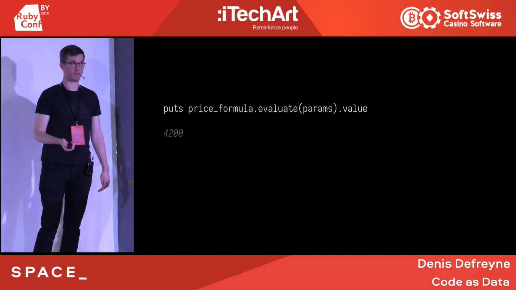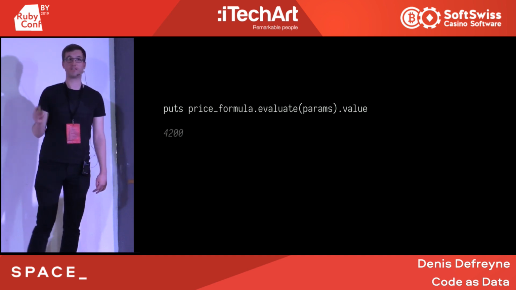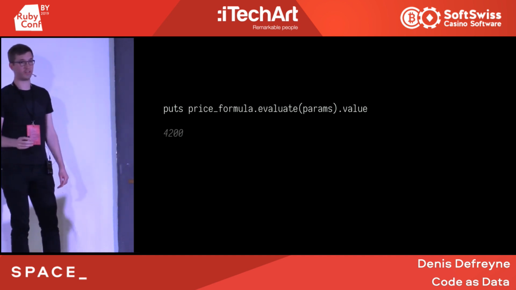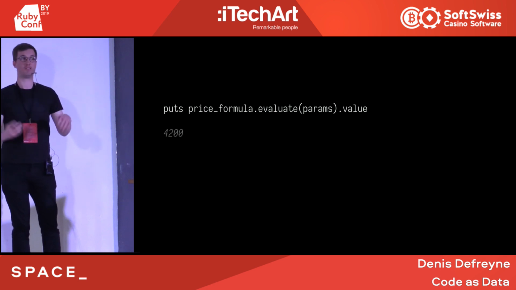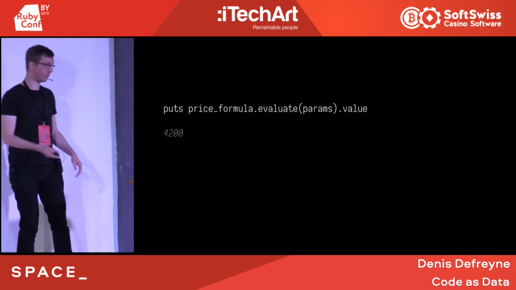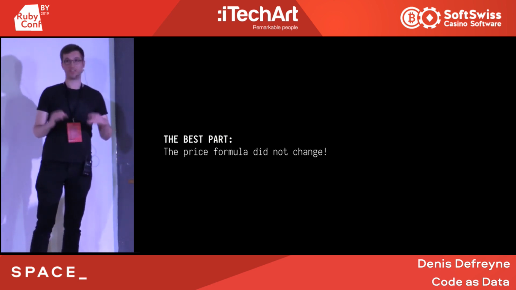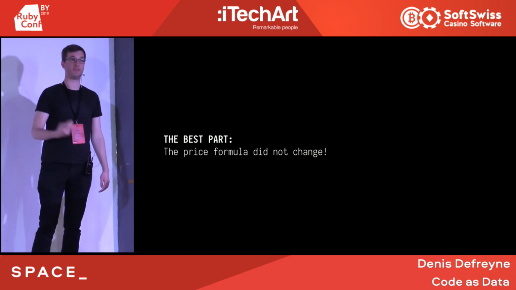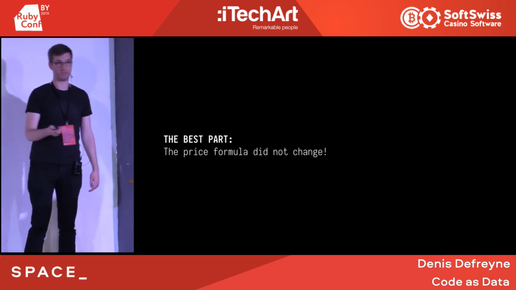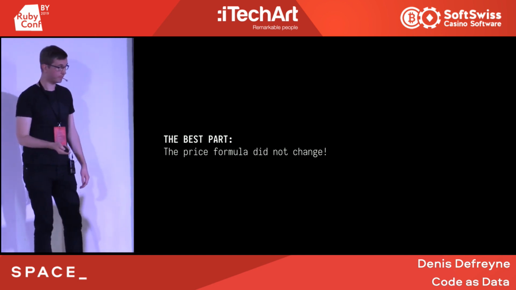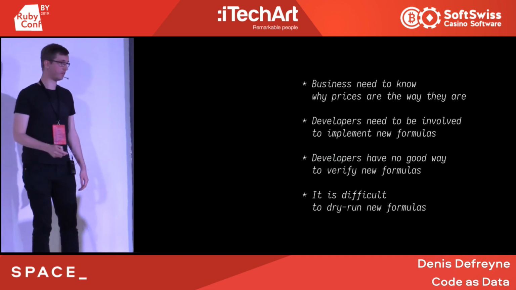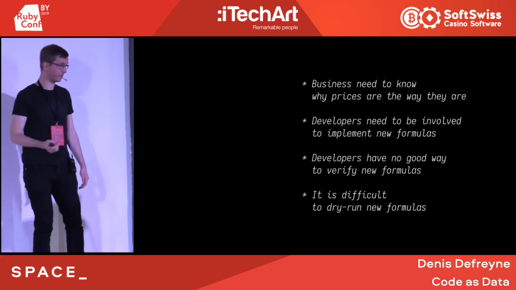which is still 4,200. Now, the really interesting part about this implementation is that we managed to add breakdown generation without changing the original formula. The original formula we left intact, and we just added something new on top of it, and that I find really, really interesting. So let's take a look at those 4 issues that I mentioned before.